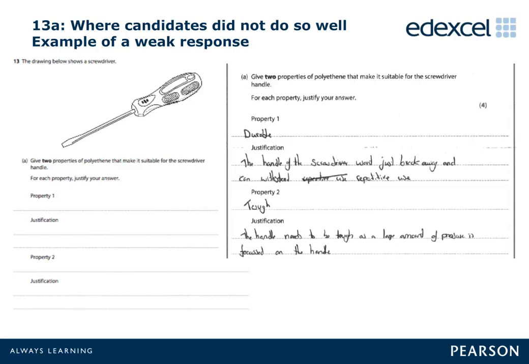Question 13A. The candidate offered 2 responses here, but only scored 1 mark for the second property being tough. The justification is not relevant to the property given. The first property given, durable, was not a correct response in this context. It is important in questions such as this that candidates focus on the product and then select appropriate properties of the material given the context, in this case, a screwdriver.